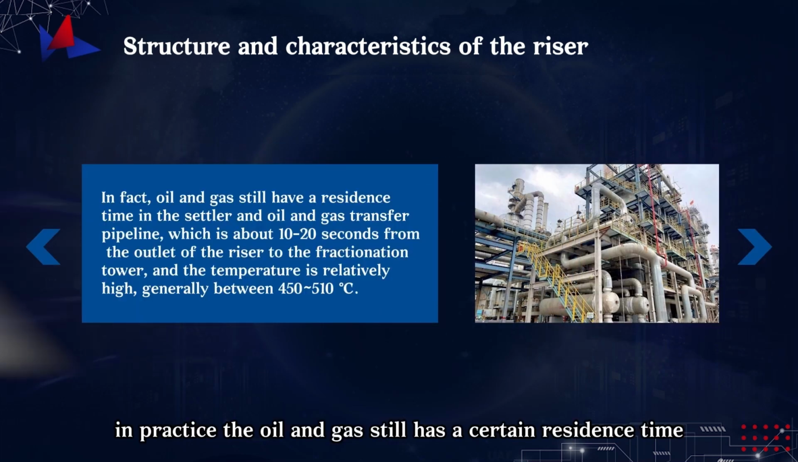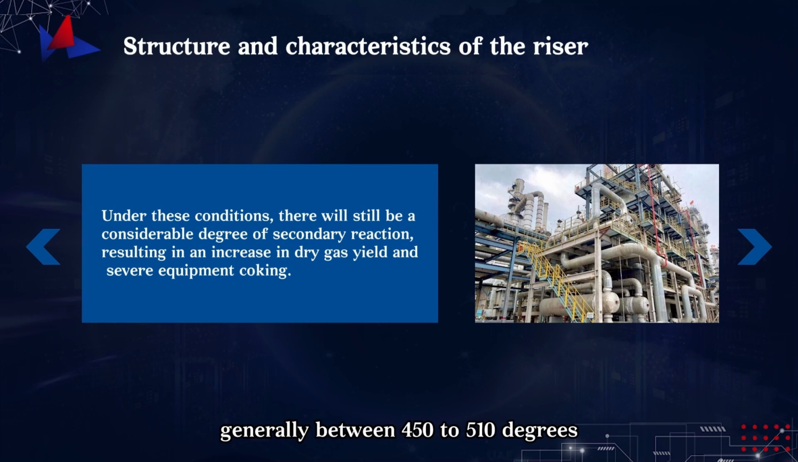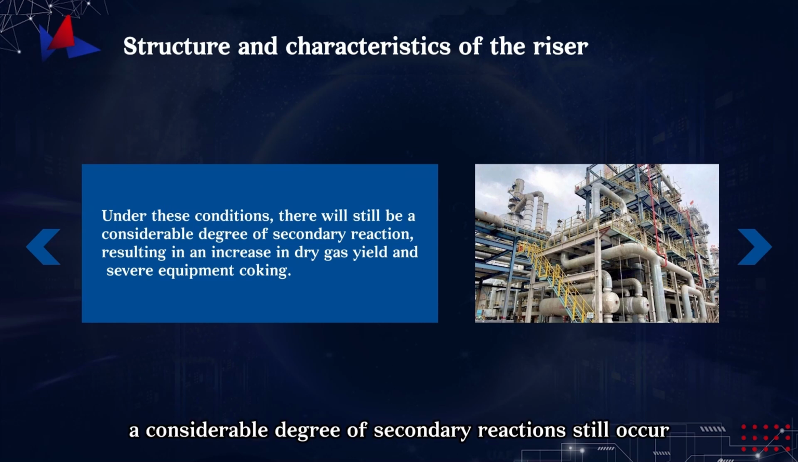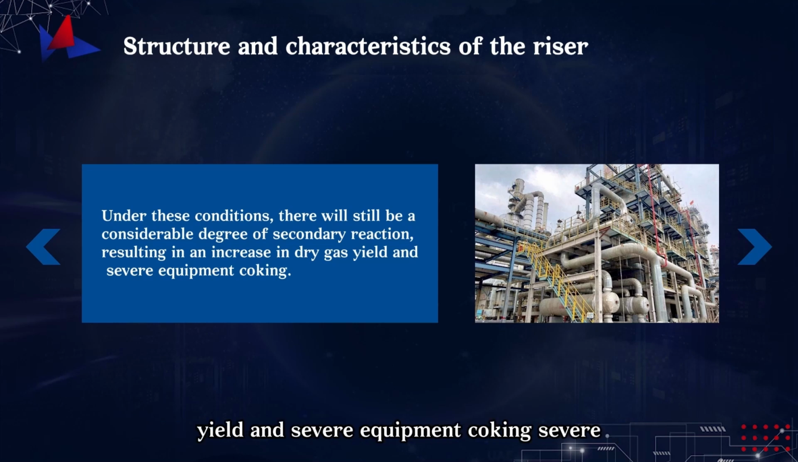In practice, the oil and gas vapor still has a certain residence time in the disengager and the transfer line. From the riser outlet to the fractionator is about 10 to 20 seconds, and the temperature is still high, generally between 450 to 510 degrees. Under these conditions, a considerable degree of secondary reactions still occur. The secondary reactions are mainly thermal cracking reactions, leading to increased dry gas yield and severe equipment coking. Severe coking can occur on the walls of the disengager, oil and gas transfer line, and the bottom of the fractionator. For heavy oil catalytic cracking, this phenomenon can be more severe.